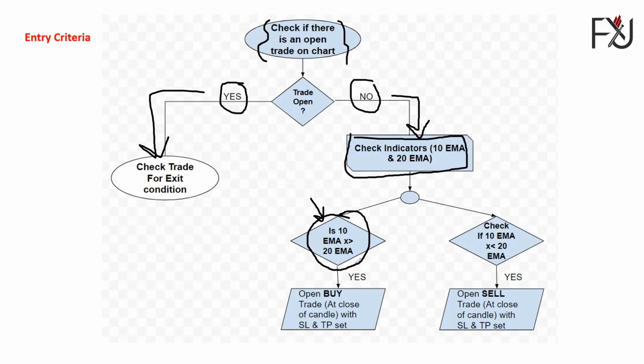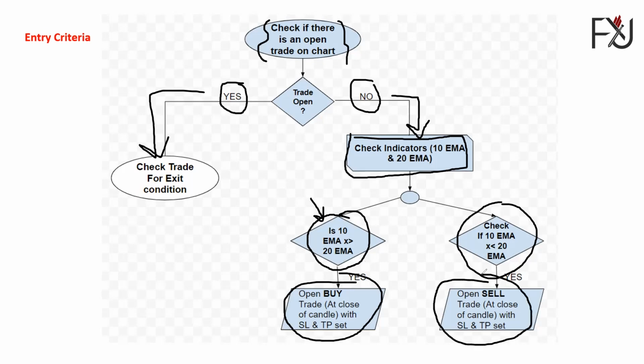Now, if the answer is yes, right, it will look to do what? Open a buy trade and then input the stop loss and the take profit, right? So in our first example, we're going to build a bot that uses a fixed stop loss and a fixed take profit, okay? Otherwise, if the answer is no, it will check if the 10 exponential moving average has crossed below the 20 exponential moving average. And if the answer is yes, it will open a sell and input the stop loss and the take profit.